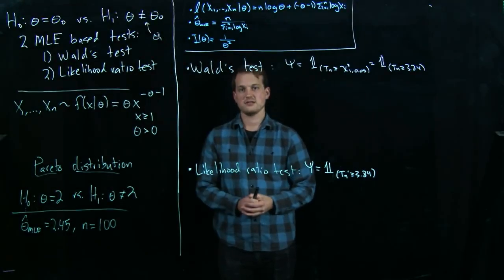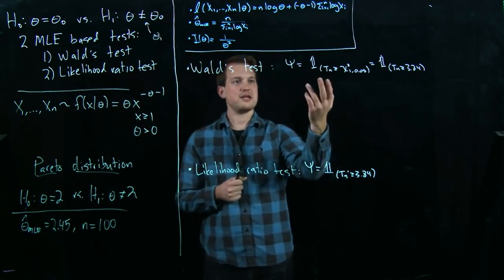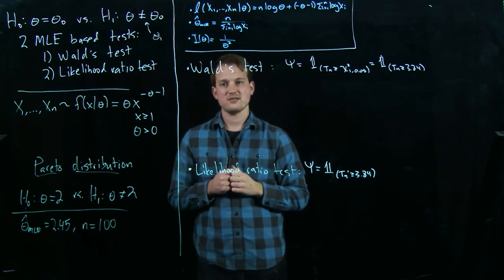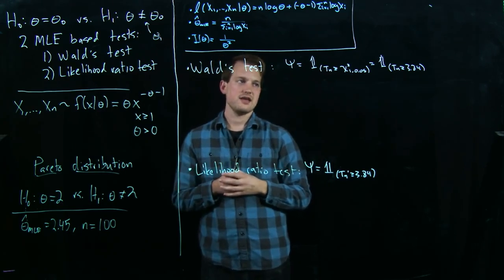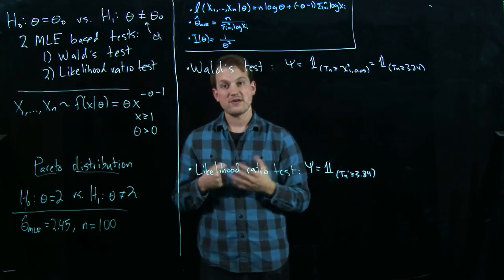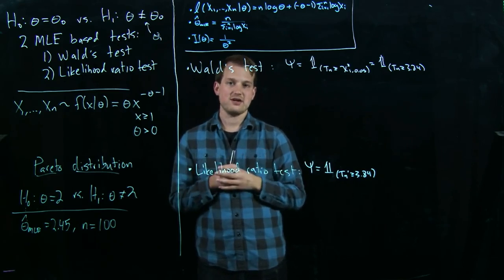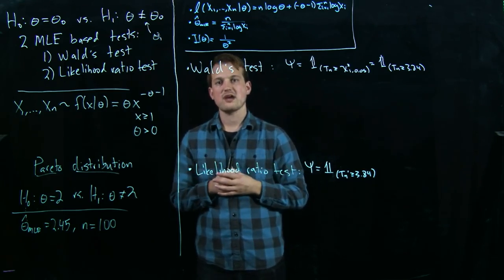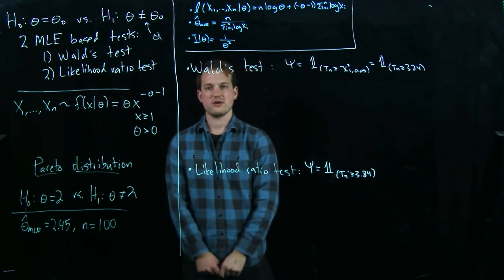So as we just saw, in the case of the Pareto distribution, our Wald's test has the form: we're going to reject the null hypothesis when the Wald's test statistic Tn, which we just showed, is greater than or equal to some quantile of the chi-squared 1 distribution. If we want to do a level 0.05 test, we look at the 95th percentile of the chi-squared 1 distribution. If you look this up in a table or calculate it using software like R, you'll find that this quantile is 3.84.